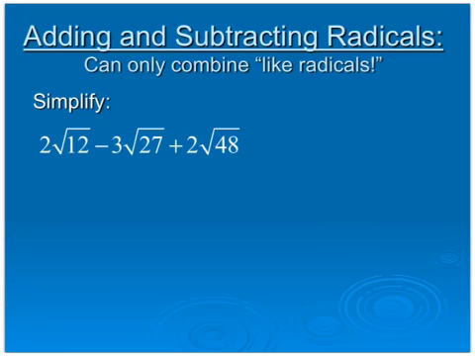Okay, so this video is going to help us finish up section 5.6. We're going to add and subtract radicals, as you can see from this opening slide. Then we need to do a little bit more with multiplication and division, which we started yesterday.